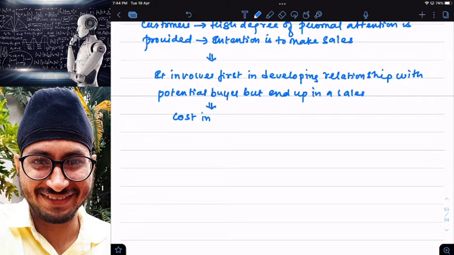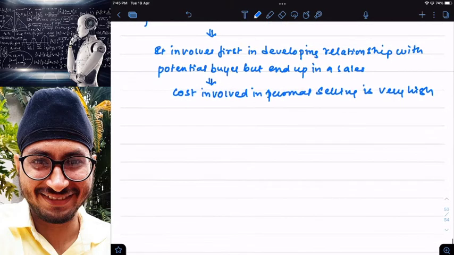But remember one thing: the cost involved in personal selling is very high. I repeat, the cost involved in personal selling is very high. Sir, why is it so high? Because sales personnel are expensive.